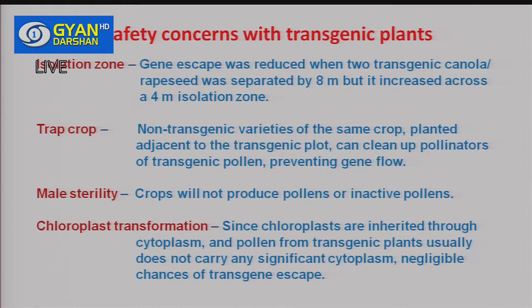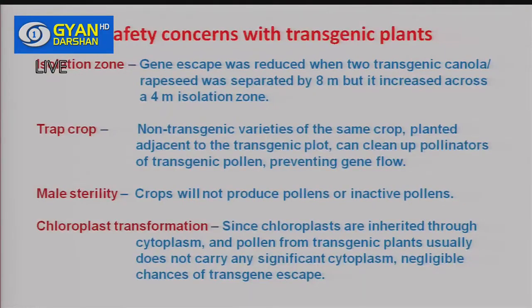Third point, male sterility, which I already told, and chloroplast transformation, which I already discussed, because the crops will not produce pollen, or they will produce inactive pollens. So there will be no pollination. And with chloroplast transformation, because chloroplast is maternally inherited, there is no chance of pollen escape, no pollination, and therefore no chance of contamination. So these are some of the techniques the scientists are following so that you don't contaminate the environment. Okay, so it is environmentally and ecologically safe. There is no hazard.